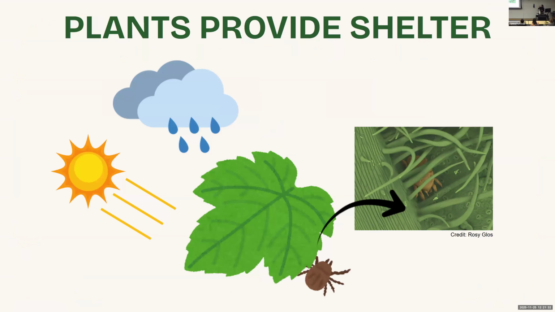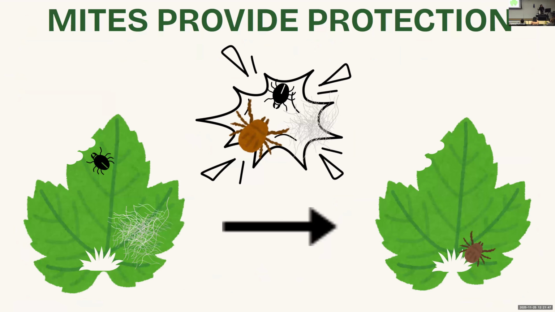So the way this works is that the plants provide shelter for the mites, so the mites can live in these structures and lay eggs there, and because they're on the underside of the leaf, they gain protection from UV, desiccation, and rain. And then in turn, the mites provide protection as they are predaceous and fungivorous, so they will clear the leaf of smaller herbivorous arthropods, often smaller mites, and fungal pathogens.